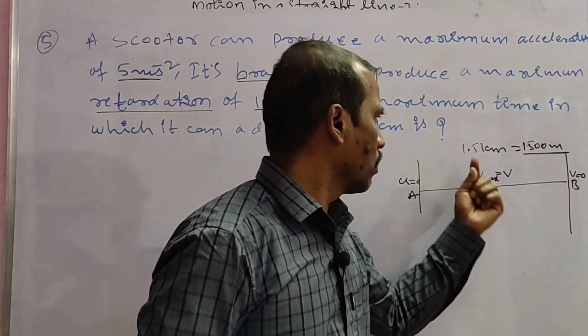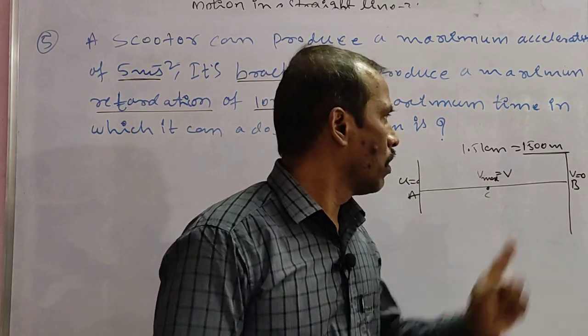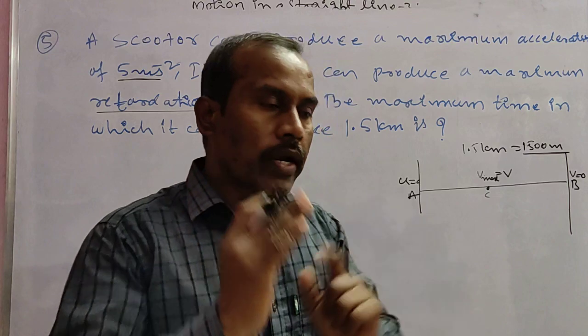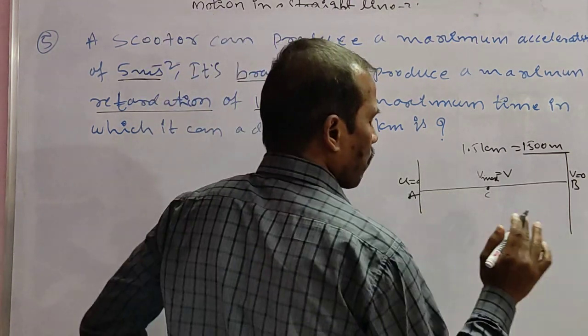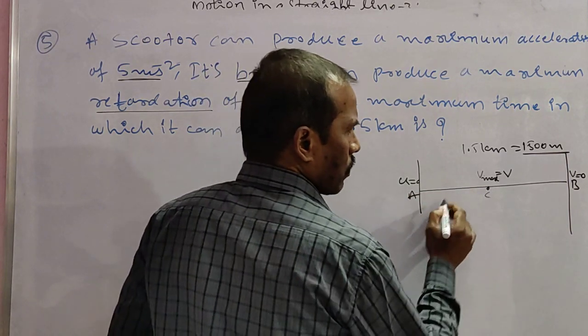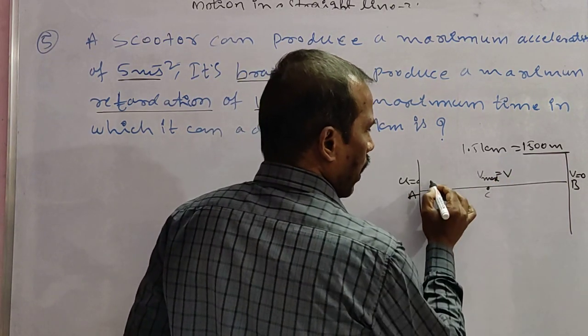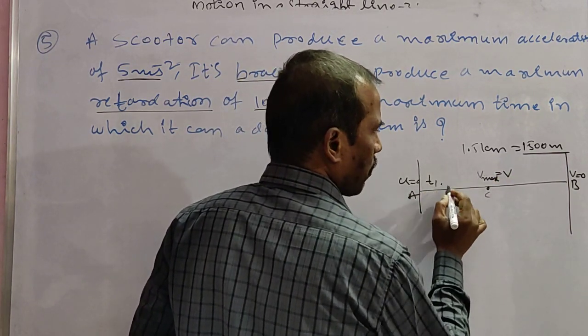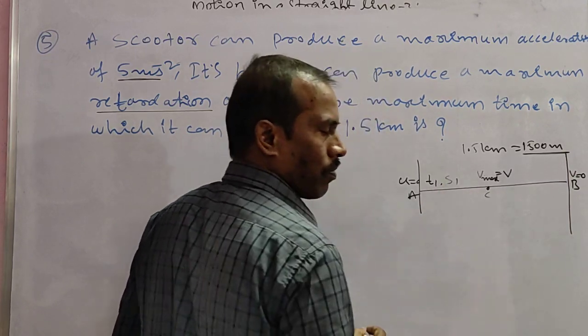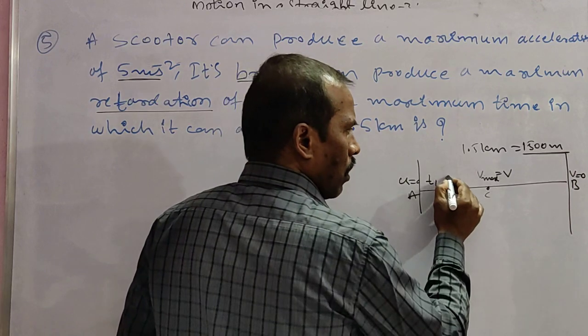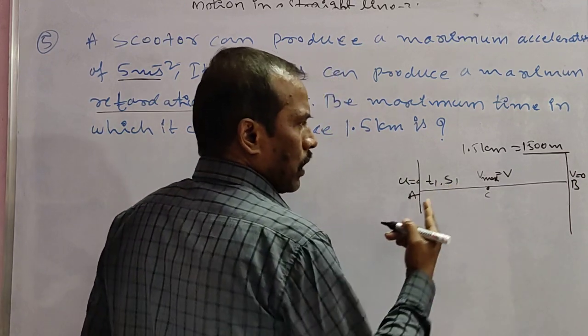The total distance is 1.5 kilometer, that is equal to 1500 meters. Find out the total time. Okay, now first of all, in this case, for the maximum velocity, the time is, for example, T1, and the displacement AC is S1. This is S1.